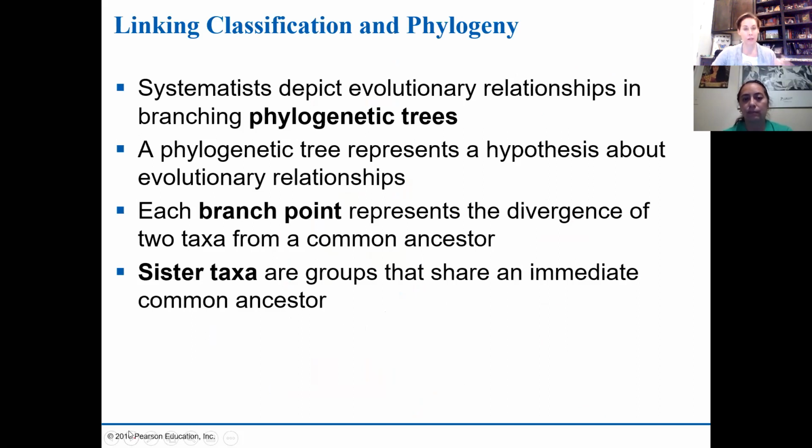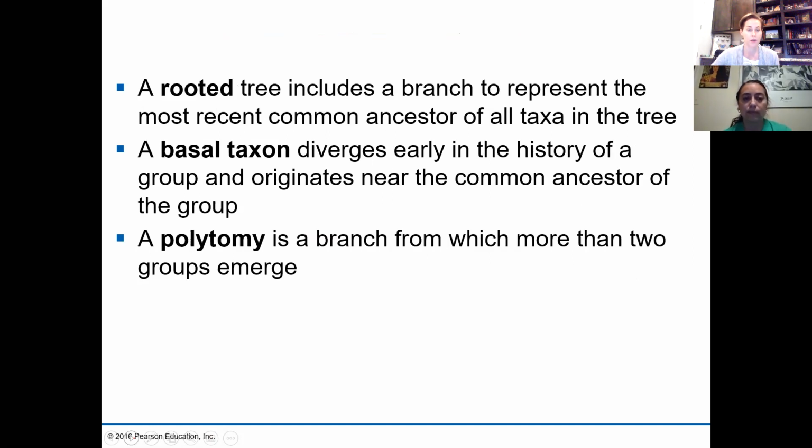So I already mentioned how you read a phylogenetic tree. Each branch point, which were those common ancestors where it splits off, is where you diverge into two different groups of species or individual species. And then sister taxa are groups that share a common ancestor. Let's get through these terms and then we'll look at it a little closer.